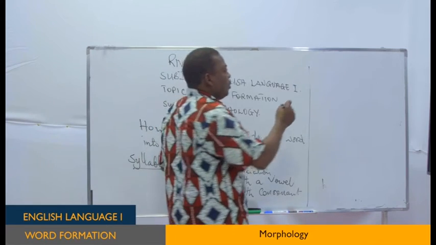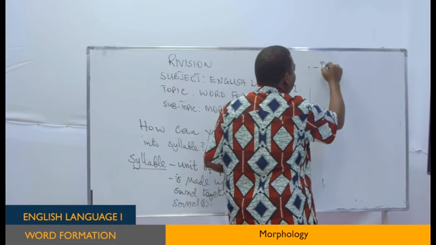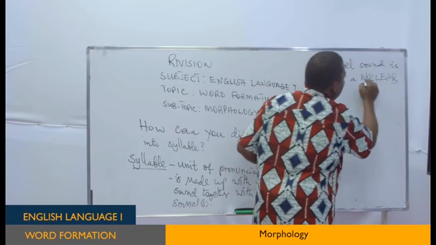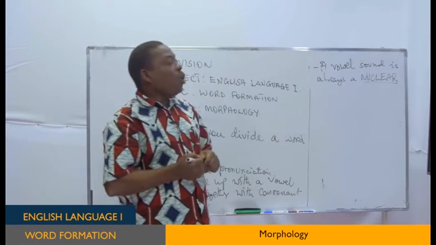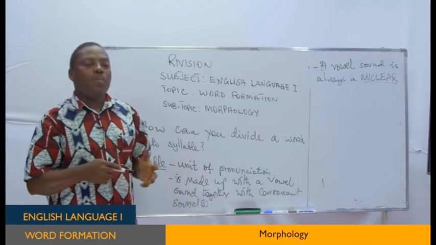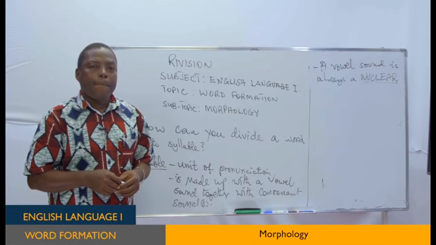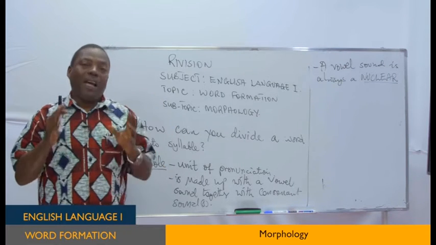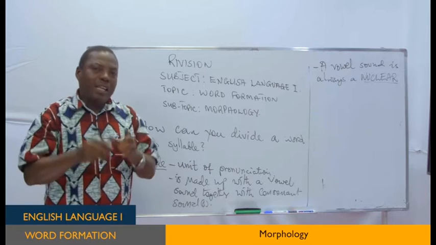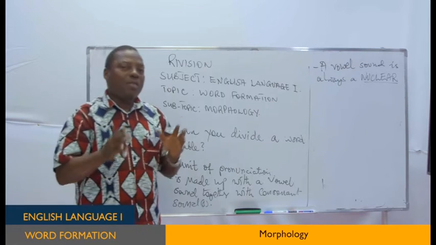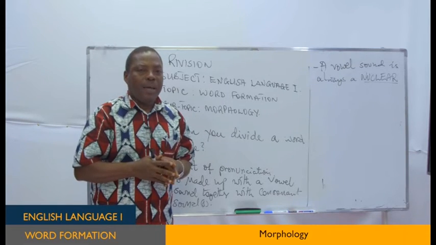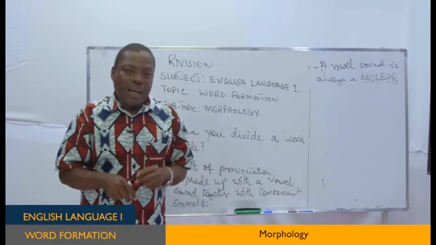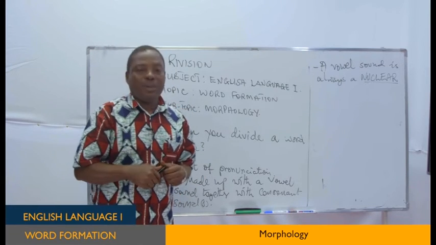In simple terms, we talk about a vowel sound. A vowel sound is always the nucleus of a syllable. So when we are trying to identify a syllable, our focus all the time should be on the vowels. And here, I'm not talking about a vowel as a letter. I'm talking about a vowel as a sound.